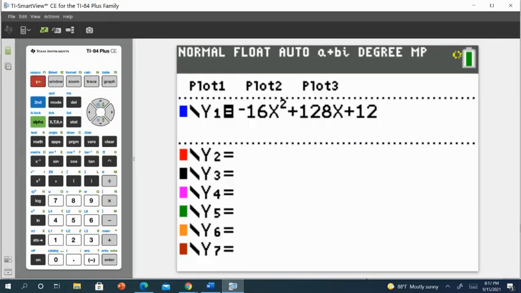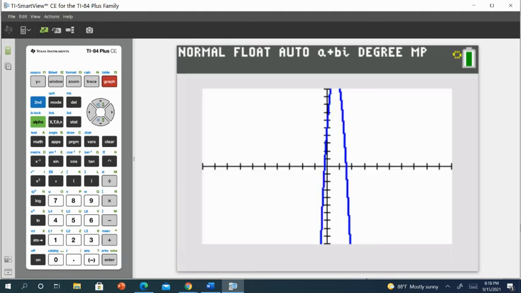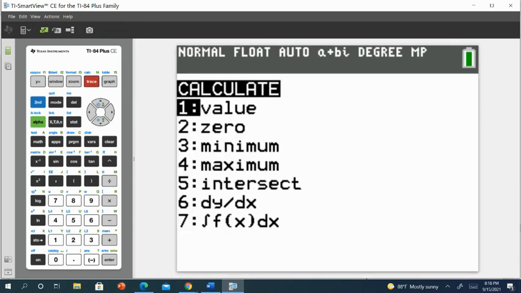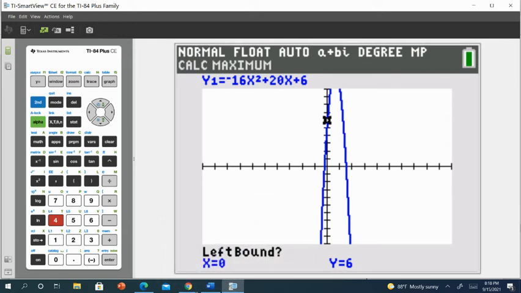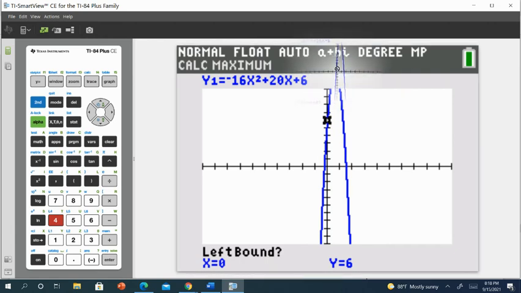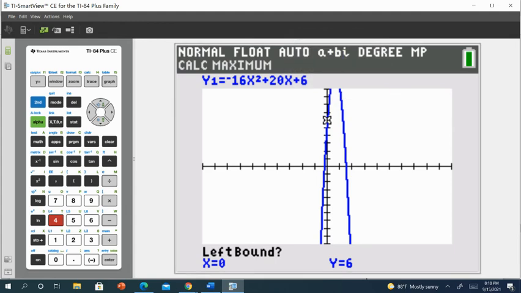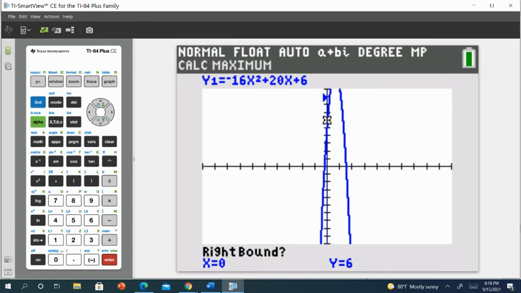So going to my y equal, clear out the old, I'm going to put in the negative 16x squared plus 20x plus 6, and I'm going to hit graph. Now, I know I can't see the top of this, but I know it's right there. I'm going to hit second trace. I'm looking for the maximum point, so I'm going to hit number 4. Left bound again. Notice that my cursor is already on the left side. These are so much easier to see. The maximum point's up here, and it's so easy to see that the cursor is already to the left of that point. So let's just go ahead and enter now.